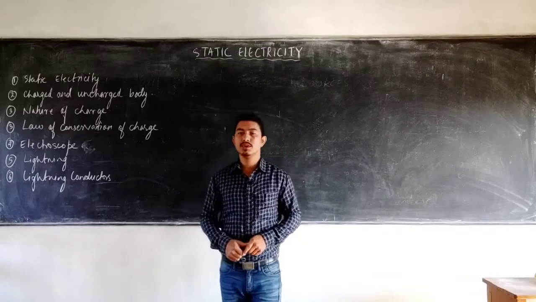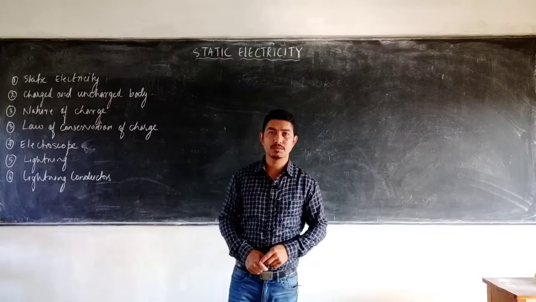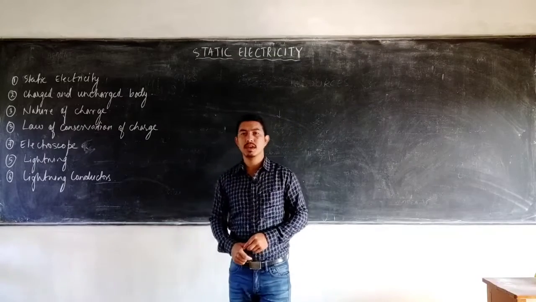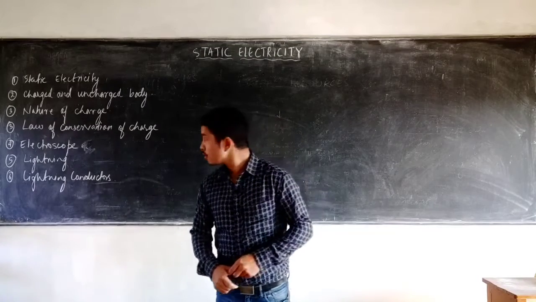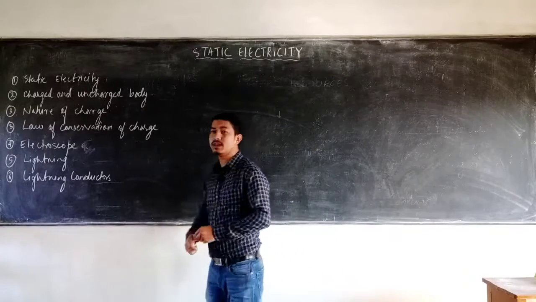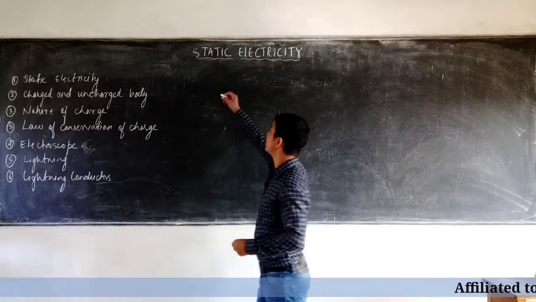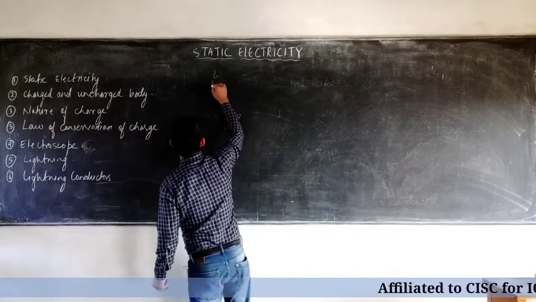So today in this video we'll be discussing the 9th chapter of your physics textbook, and the chapter's name is static electricity. Now coming to the topic of static electricity, first you must understand what this word means. The term static means rest. So static means it is at rest.